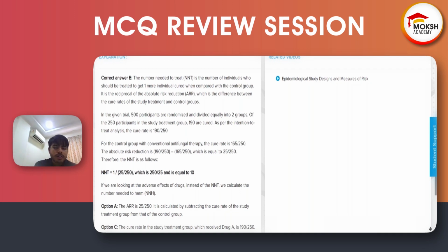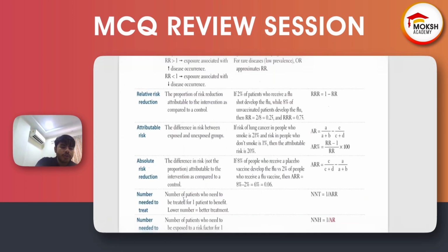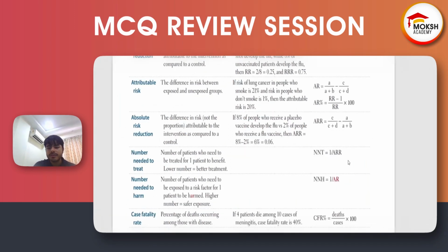The smaller the number needed to treat value, the more efficacious that particular drug is. Number needed to treat is also described here in your first check, if you want to know. Number needed to treat is the number of patients who need to be treated for one patient to benefit. Lower number equals better treatment. The formula for number needed to treat is given to you. It is 1 upon absolute risk reduction.